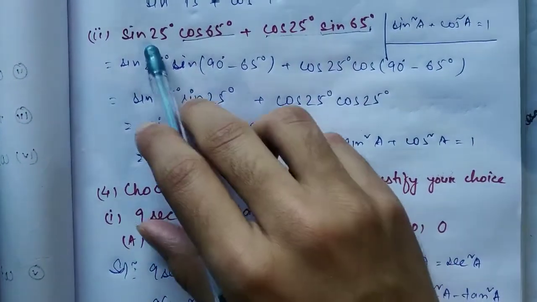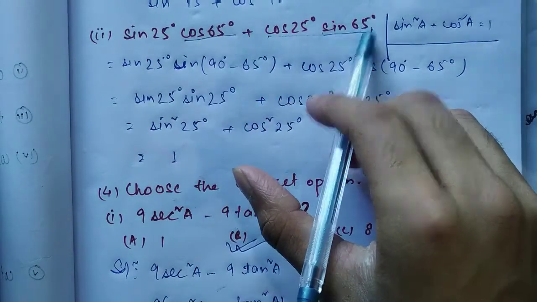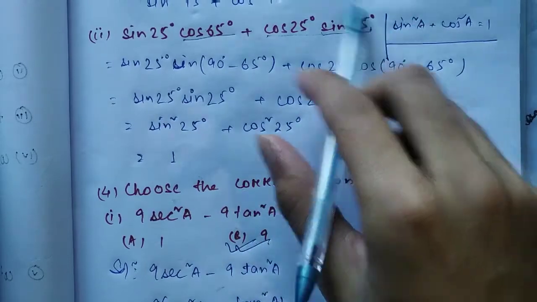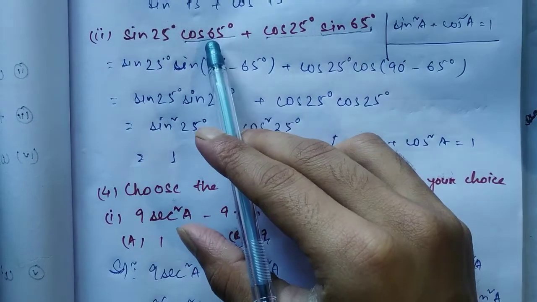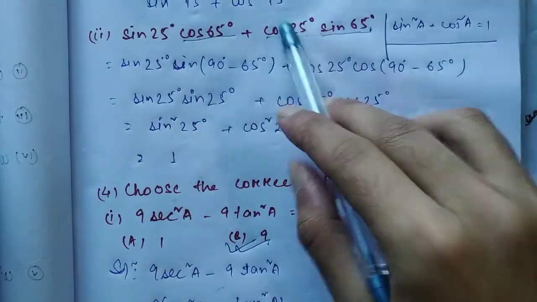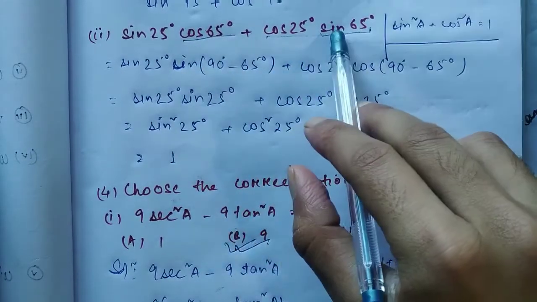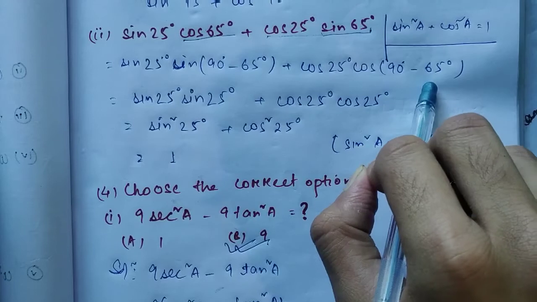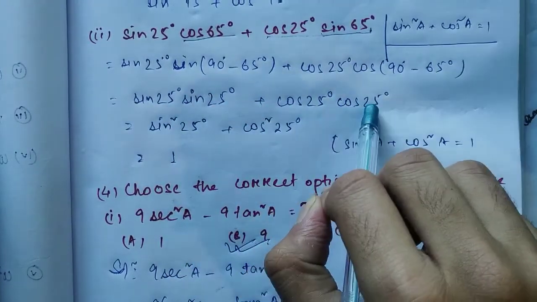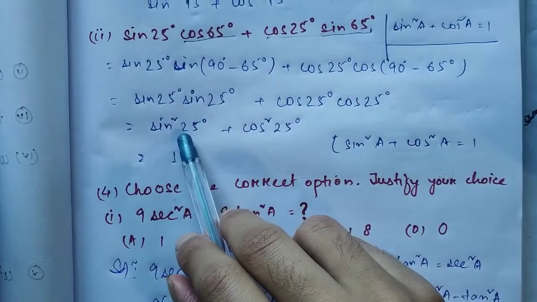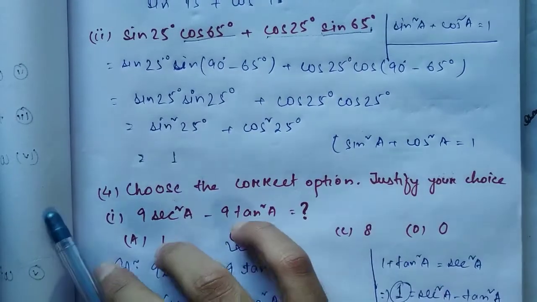Now the next problem is sine 25 into cos 65 plus cos 25 into sine 65. So what we do is convert this in terms of sine square A plus cos square A. In order to do that, we convert this cos in terms of sine and convert this sine in terms of cos, by using the same formula: cos of A is equal to sine of 90 minus A and sine of A is equal to cos of 90 minus A. So we get sine of 25 into sine of 25 plus cos of 25 into cos of 25. It comes out to be sine square 25 plus cos square 25. So we get the answer to be 1.